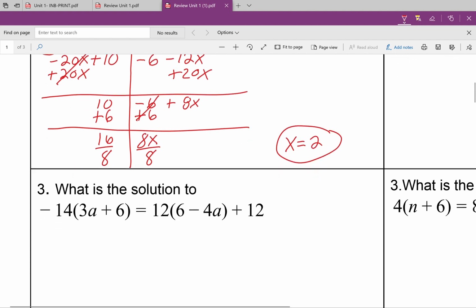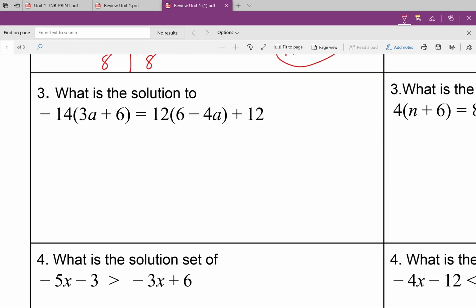Okay, number 3. Again, this is a multi-step equation. So I'm going to draw my line through the equal sign. And again, since I have parentheses, I'm going to distribute this -14 inside the parentheses. So -14 times 3, check on my calculator, is -42a. And then -14 times 6 is -84.